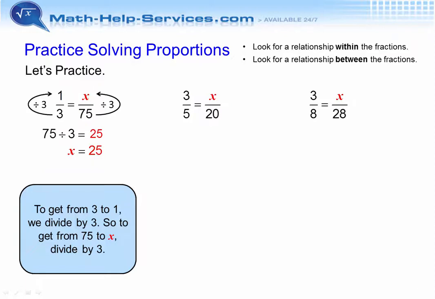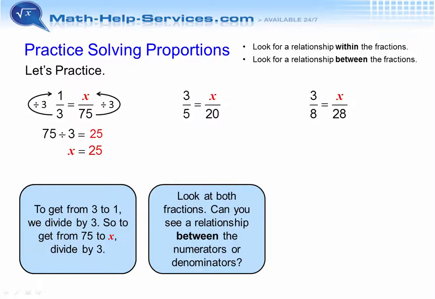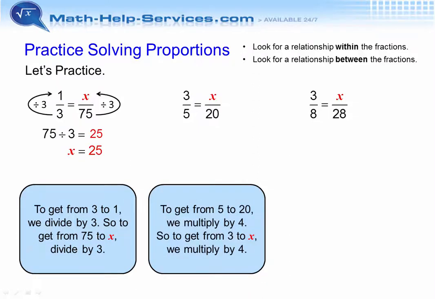We can also look for a relationship between the fractions. Let's take the middle one. Let's look at both fractions. Can you see a relationship between the numerators or denominators? Well, to get from 5 to 20, we multiply by 4. So, to get from 3 to x, we also multiply by 4. 3 times 4 is 12. So x equals 12.